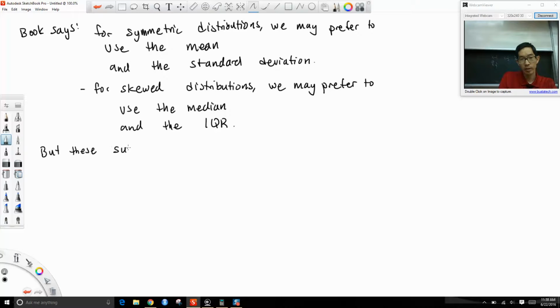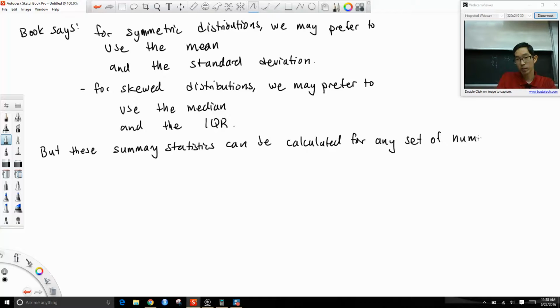With these summary statistics, calculated for any set of numeric data, whether it is skewed or not. But the book does have a point in saying the mean and standard deviation might be preferred for symmetric data, and that the median and IQR might be preferred for skewed data, because these summary statistics do exhibit certain properties that make them useful in those different situations. So if I may, I'm going to flip the slide here.